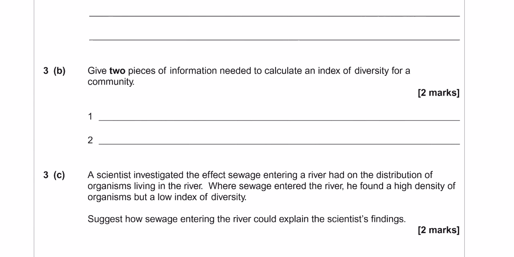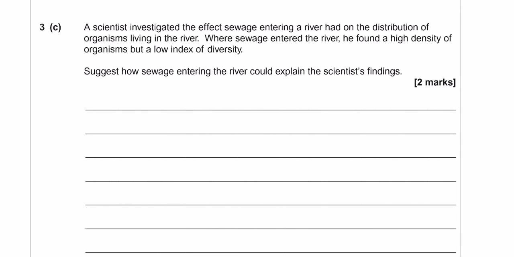Question 7b is testing the fact that you know an index of diversity, in terms of what is needed, and obviously it's the number of organisms of each species and the total number of organisms or the total number of species. In this question, they give you some information before we get started. It tells you the effect of sewage entering a river on the distribution of organisms. Where sewage entered the river, you found a high density but a low index of diversity. So the number of organisms is high, but the number of species is low.